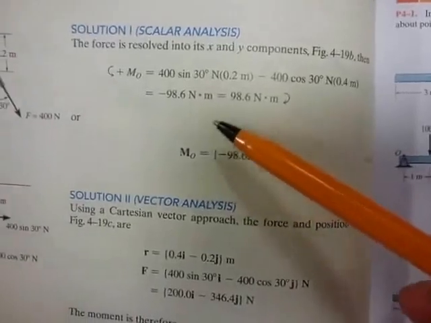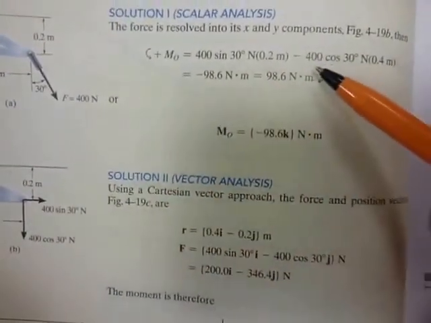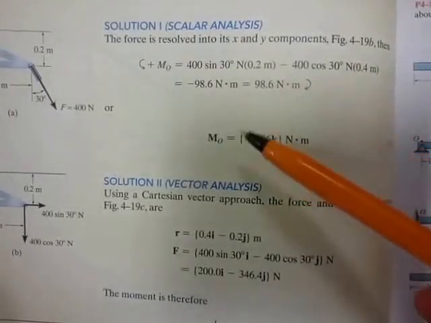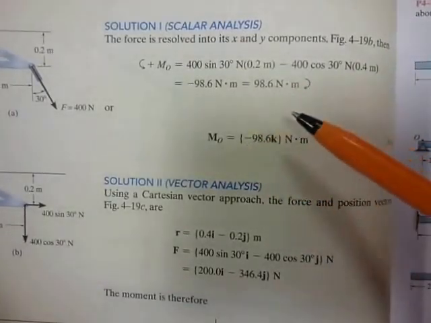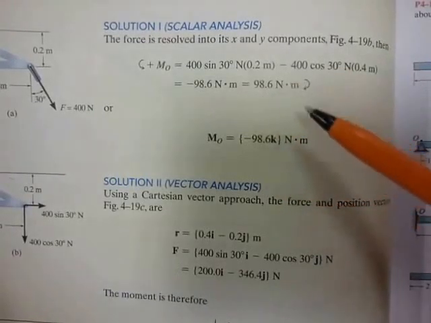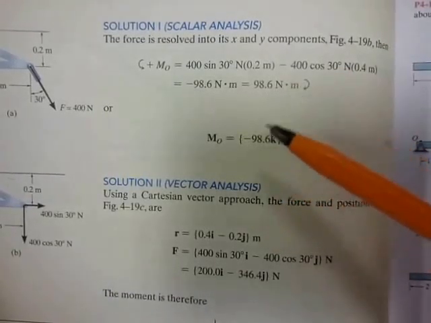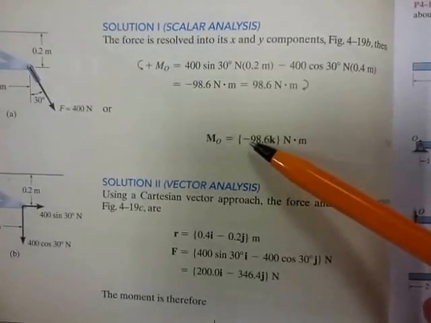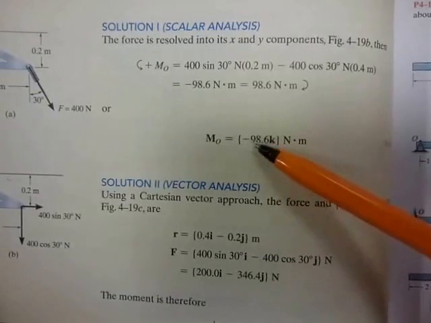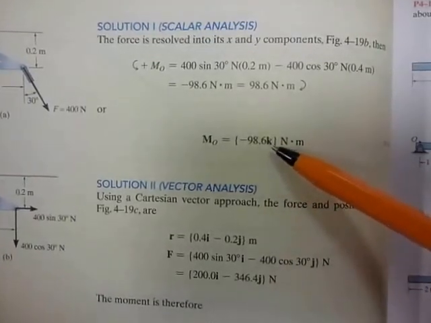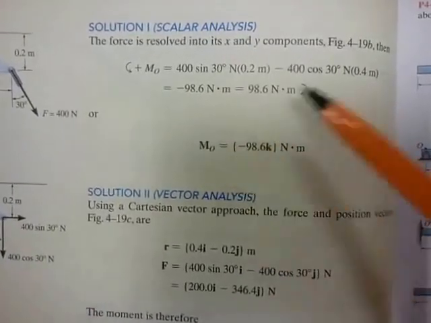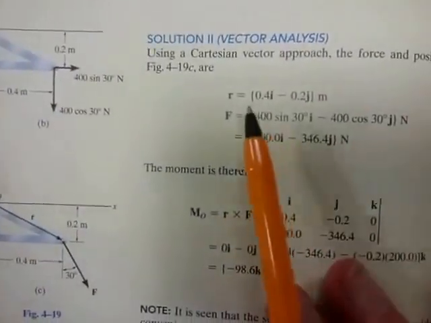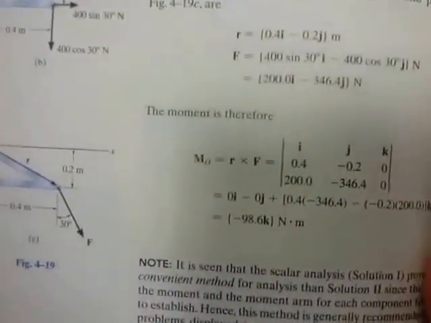So this moment is causing a clockwise sense of rotation, which means if you use the right-hand rule, your fingers curl in a clockwise direction, but your thumb goes into the page, and into the page is the minus k direction. Okay, so I hope that you get that.